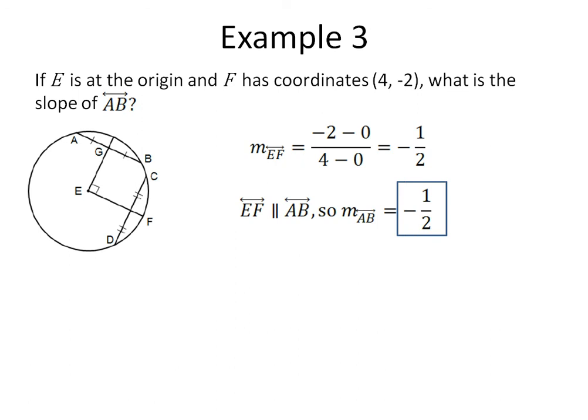Okay, so EF has to be parallel to AB because both of these are perpendicular to a radius. So that means the slope of AB has to equal negative 1/2 also.